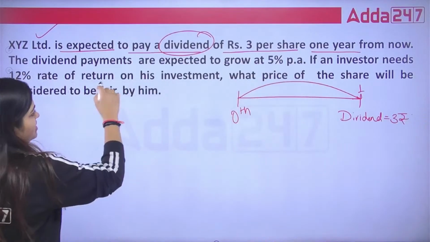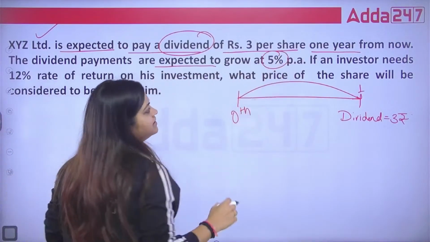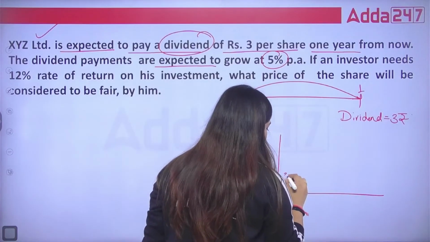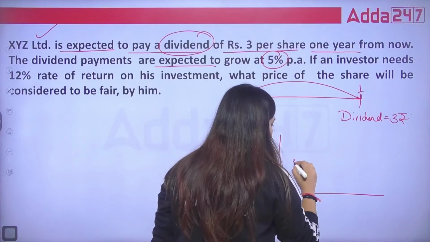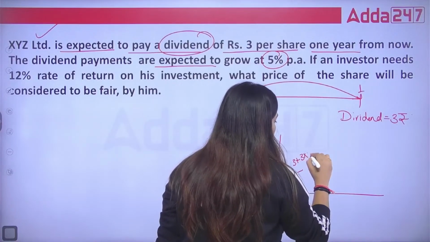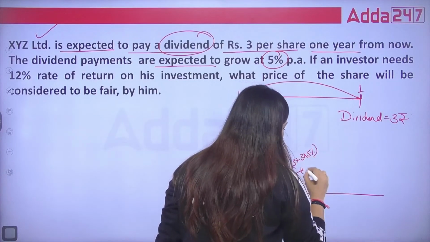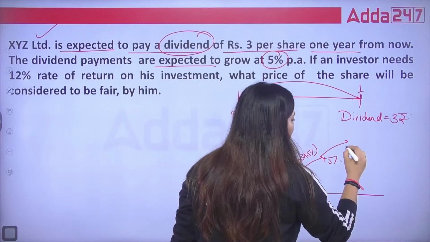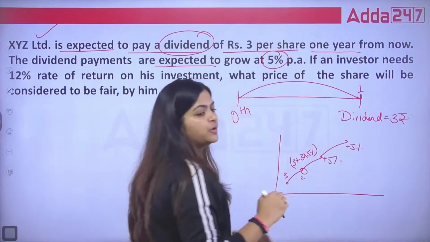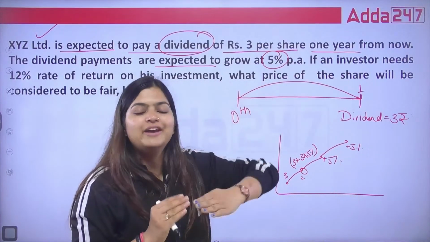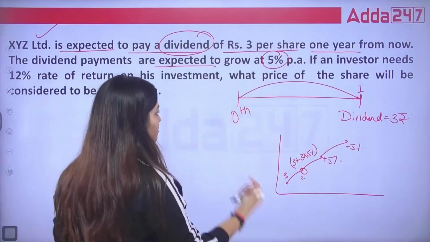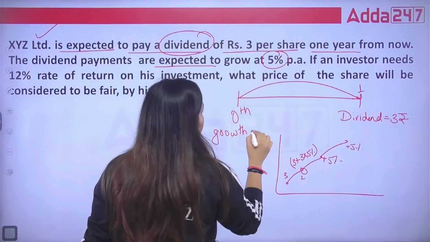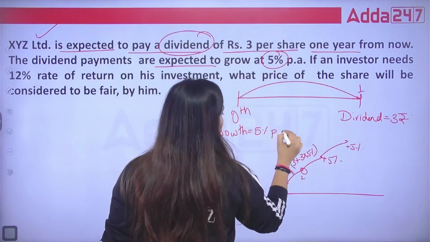The dividend payments are expected to grow at 5% per annum. Means if I make a graph, first year I am receiving 3, second year I am going to receive 3 plus 3 into 5%. Then third year again it will increase by 5%. Fourth year again it will increase by 5%. So you can say there is a constant growth. Every time 5% will multiply. So here your constant growth is equal to 5% per annum.